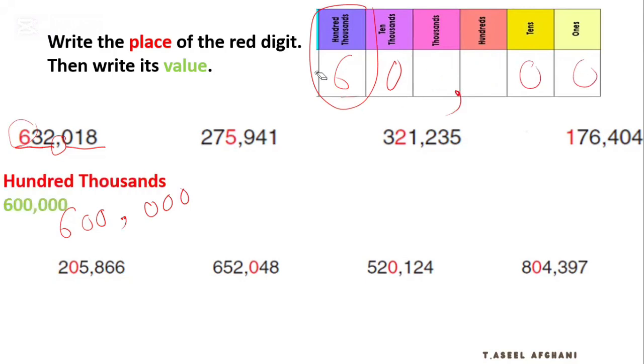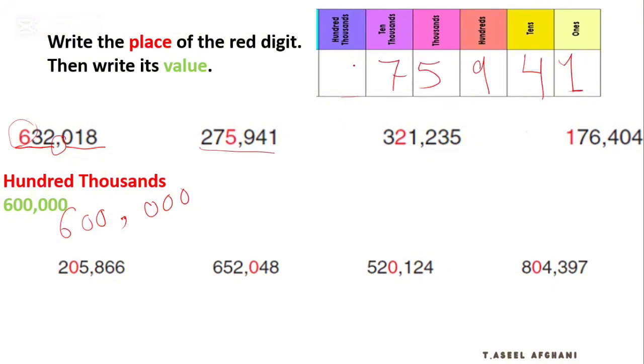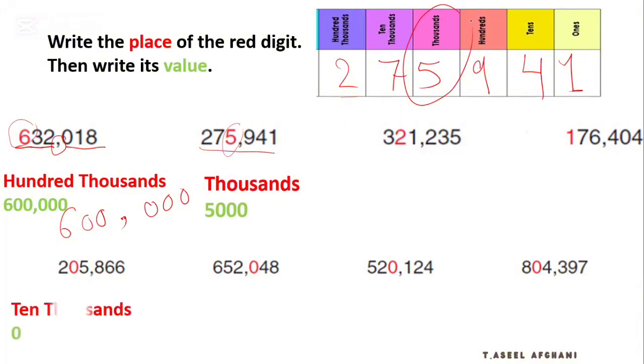And the same for the second question. Here, try to do it before me. 4, 9, 5, 7, and 2. We're studying number 5. Number 5 is in the thousands place, and the value is 5,000. Good job. What about this one? Okay. What about this one?